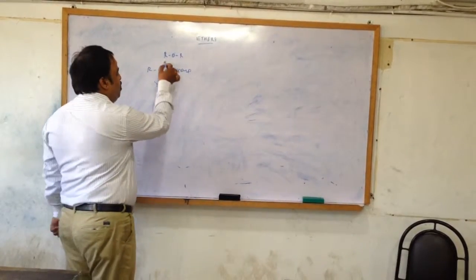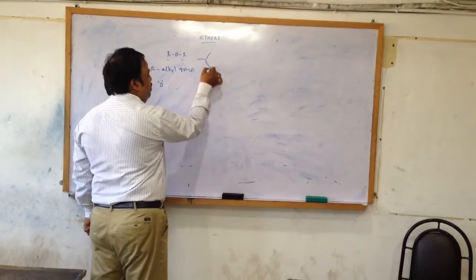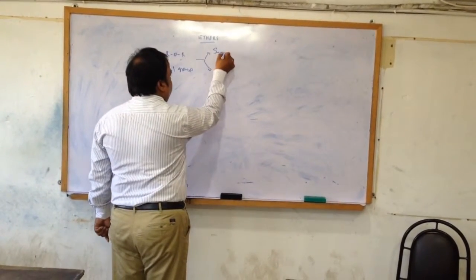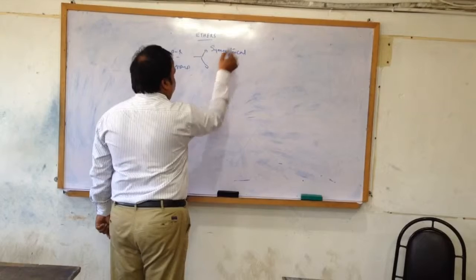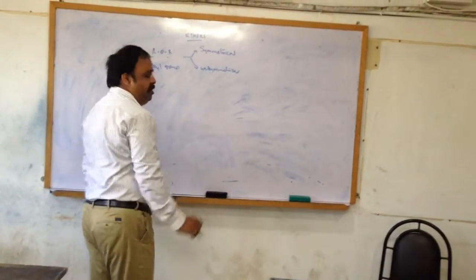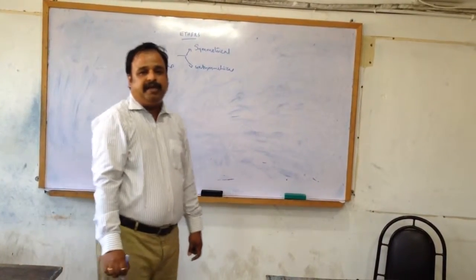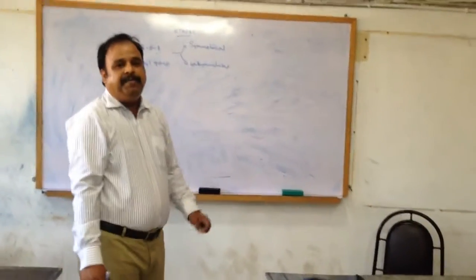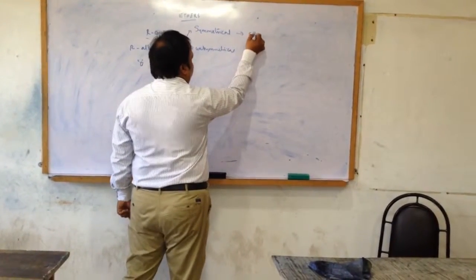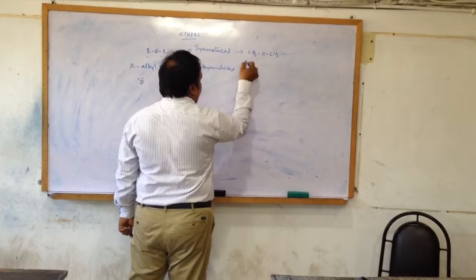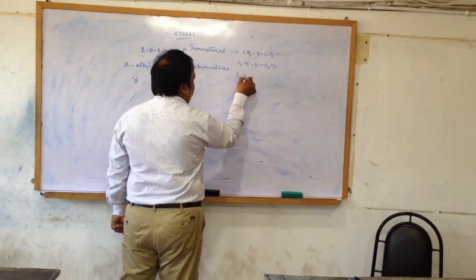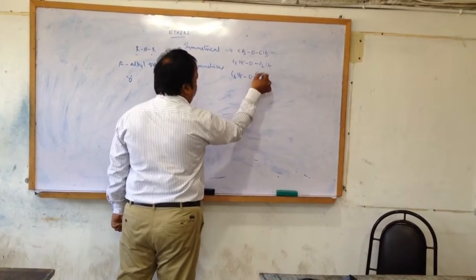Based on these alkyl groups, ethers are classified into two types: one is symmetrical ethers and the second is unsymmetrical ethers. Symmetrical ethers means the two alkyl groups are similar. They may be aliphatic or aromatic. For example, dimethyl ether CH3OCH3, diethyl ether C2H5OC2H5, diphenyl ether C6H5OC6H5.